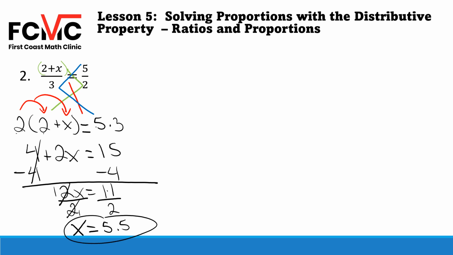So again, what I really want you guys to see here is we're multiplying everything that's up here, the 2 plus x. So everything there is being multiplied by that denominator, the 2. Okay? All right, let's get into a couple more examples.